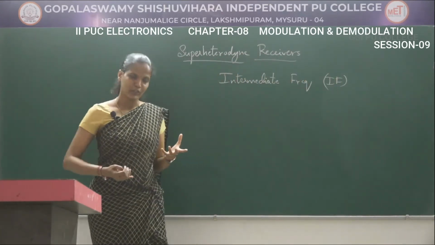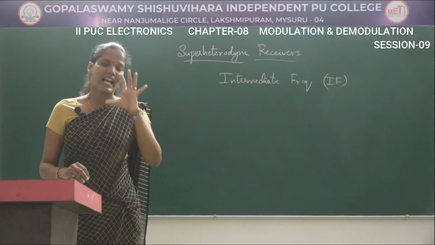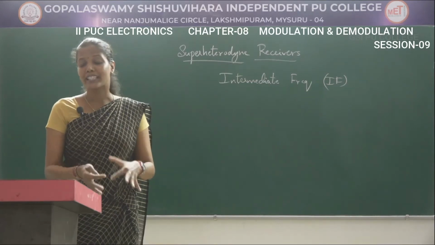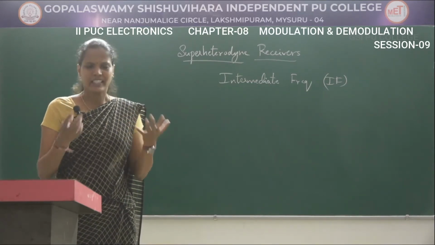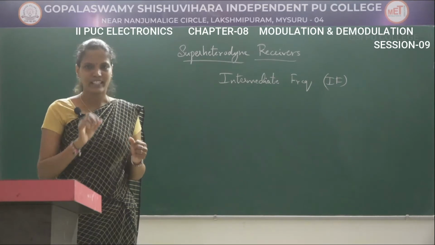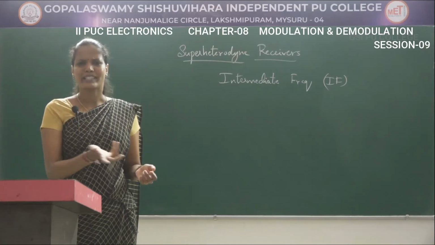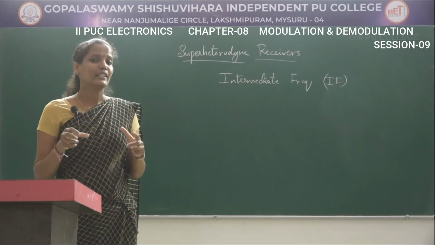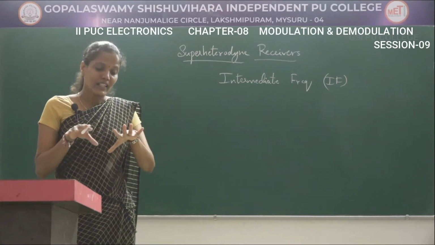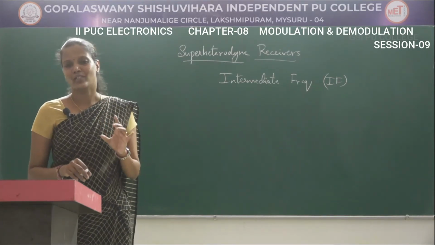Whatever incoming signal comes, that incoming signal frequency will be reduced to a fixed radio frequency, and that frequency signal will be called as the intermediate frequency signal, whose frequency is always less than the frequency of a carrier signal. Carrier signal means the modulated signal frequency will be same as that of the frequency of a carrier signal. So the modulated signal that I have received will have a frequency same as that of a carrier signal. So we reduce it to a frequency lower than this carrier signal frequency, and that reduced frequency will be called as an intermediate frequency, which is always denoted by IF.